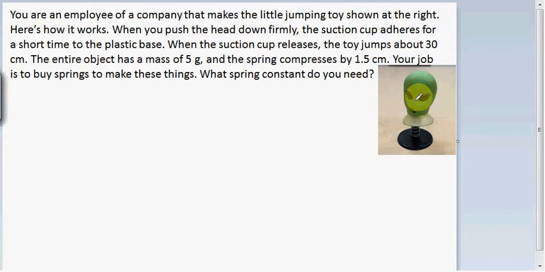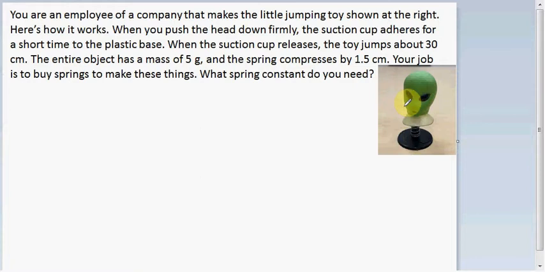Okay? And so the idea then is that your job is to purchase the springs for this thing, and you need to figure out what spring constant you need so that you can order a bunch of these. So, what we know about this thing is that the entire thing has a mass of about 5 grams. When you push the head down, the spring compresses by 1.5 centimeters, and the whole thing jumps up in the air about 30 centimeters. Okay? And so we want to figure out what spring constant we need in order to make that happen.